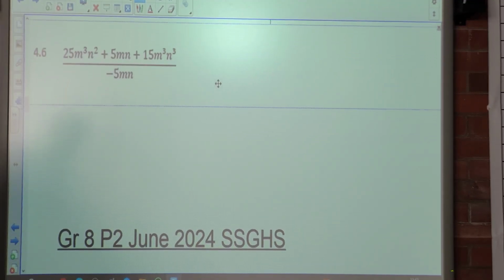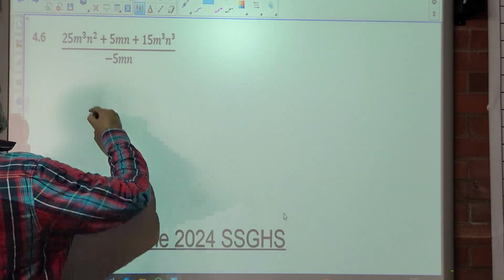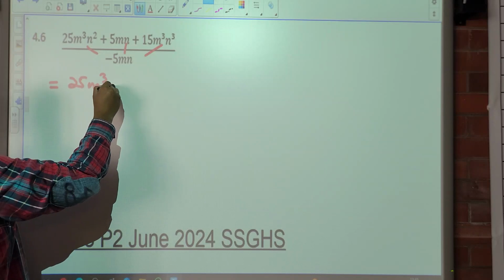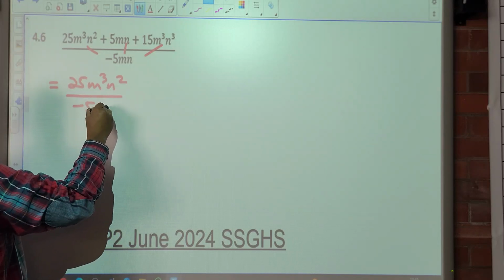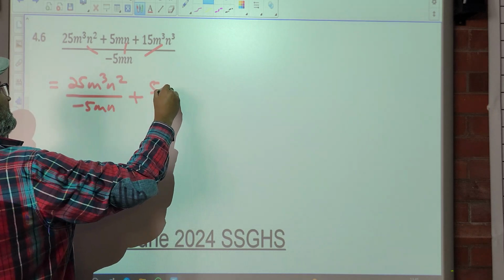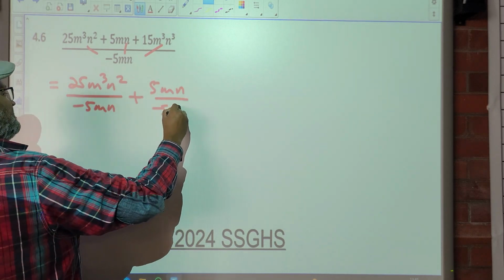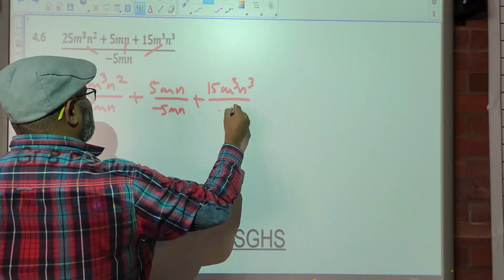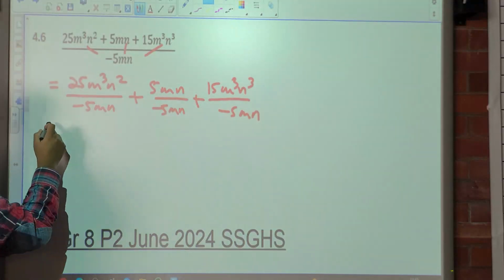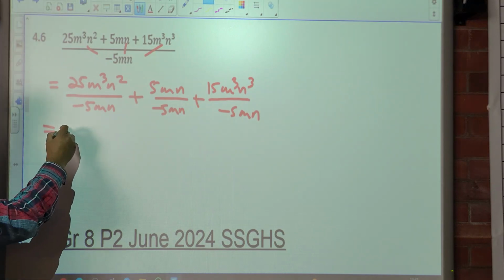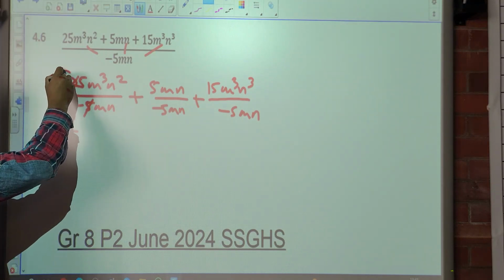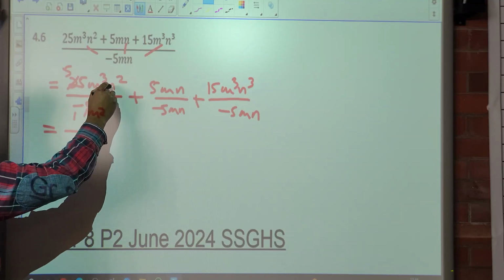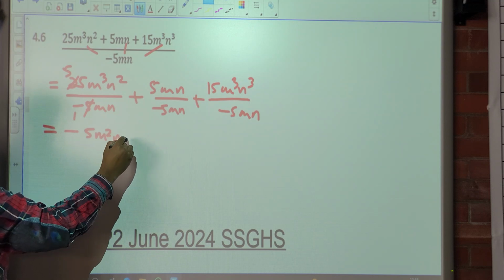So here we have to put each one over its own denominator so that we can simplify. So it's 25m cubed n squared over negative 5mn, plus 5mn over negative 5mn, plus 15m cubed n cubed over negative 5mn. What's positive divided by negative? Negative. 5 into 25, 5 times. M cubed over m is going to be m squared, n squared over n is going to give you n.